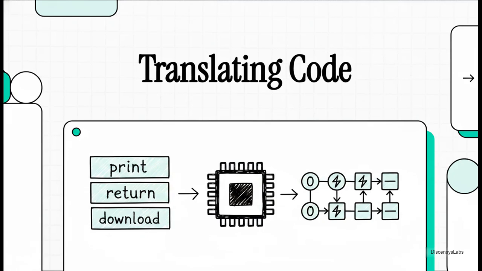Welcome to The Explainer. Today, we are exploring the invisible machinery that literally powers all of our devices. As developers, we get to write code using these highly readable, almost conversational commands, right? Things like print or download. But here's the catch. A CPU? It only understands raw binary machine instructions, zeros and ones. So the absolute fundamental challenge of computer science is bridging this massive gap.